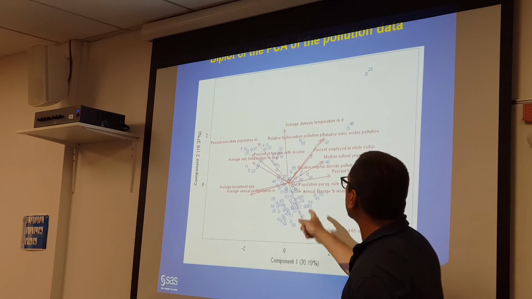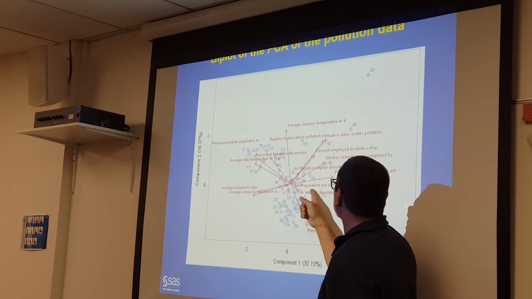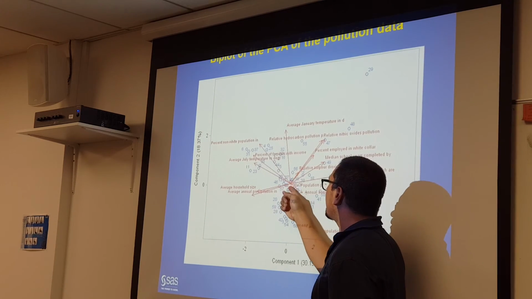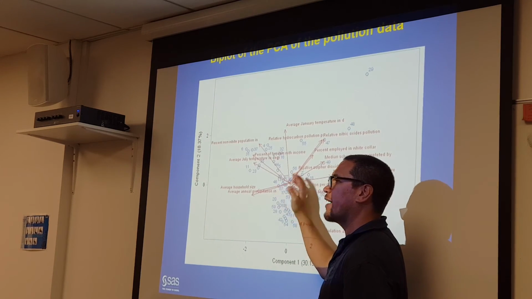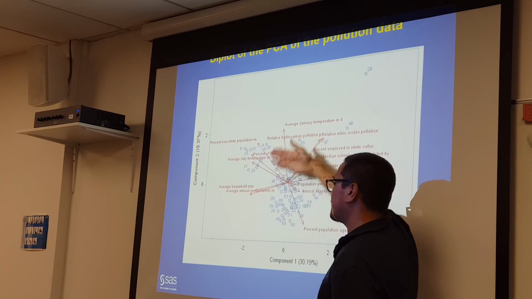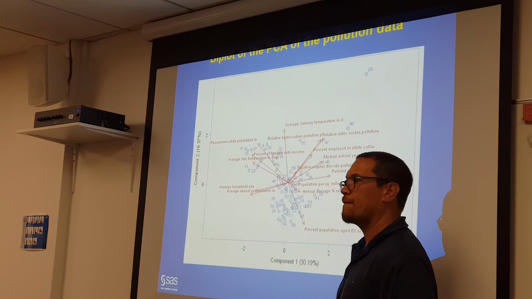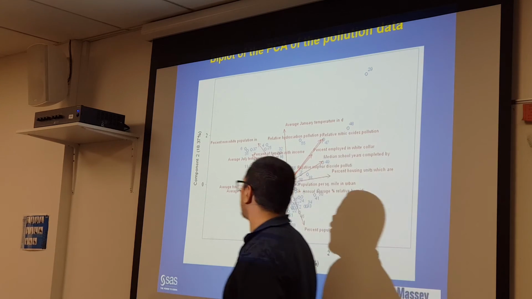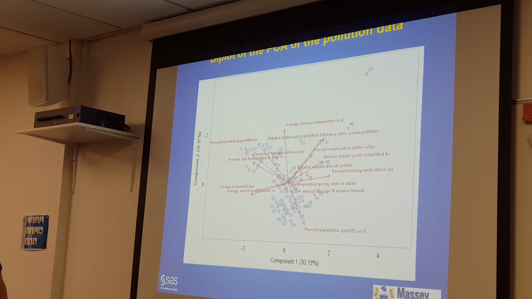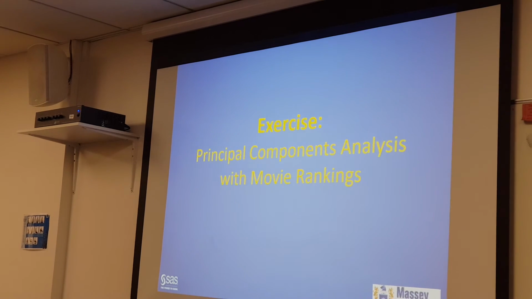You can see that this arrow here, population per square mile, is very, very small, so it actually has very little effect on the first two axes. Maybe it has an effect on the later axes. Population per square mile, so that has little influence in our plot.